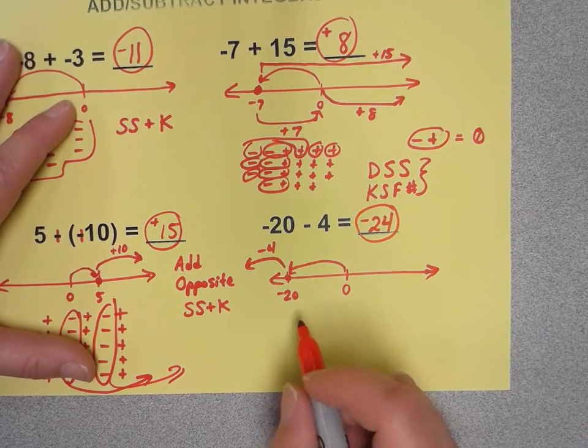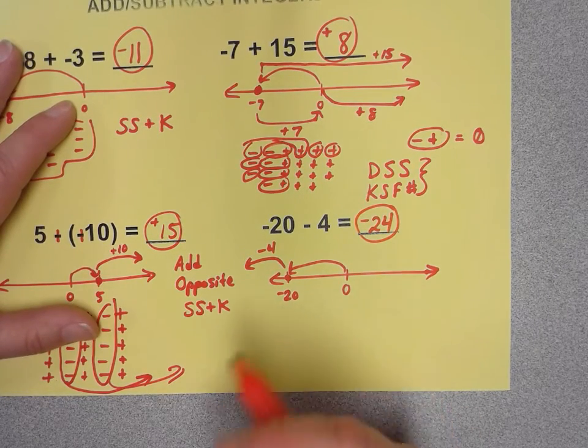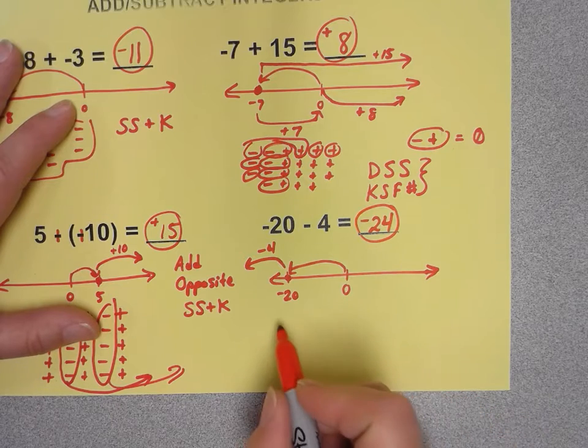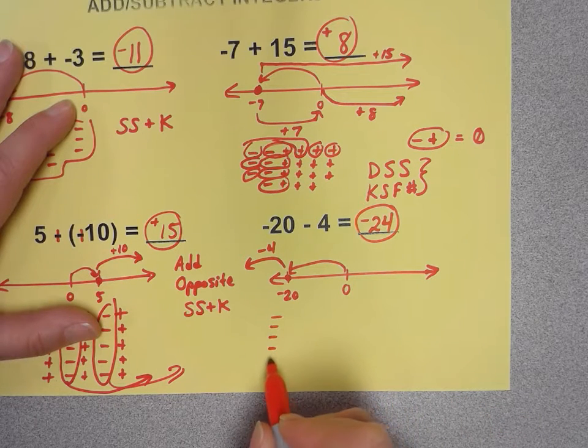Let's try the same strategy, but let's try another strategy with the same problem, I should say. So I have negative 20. This is going to take me a while to draw.